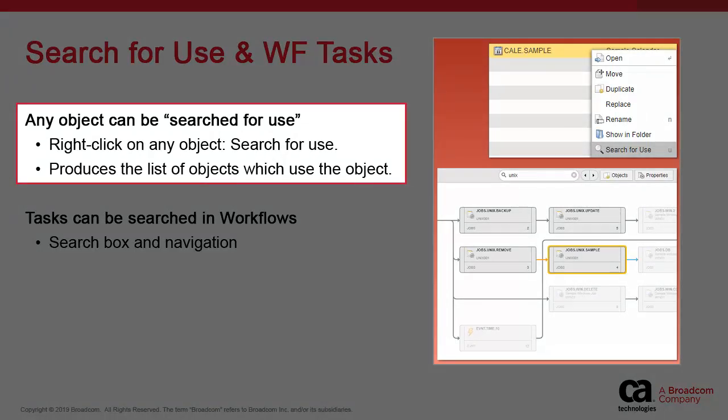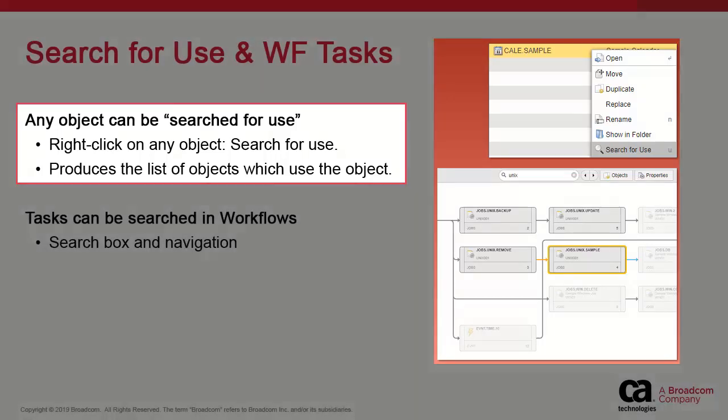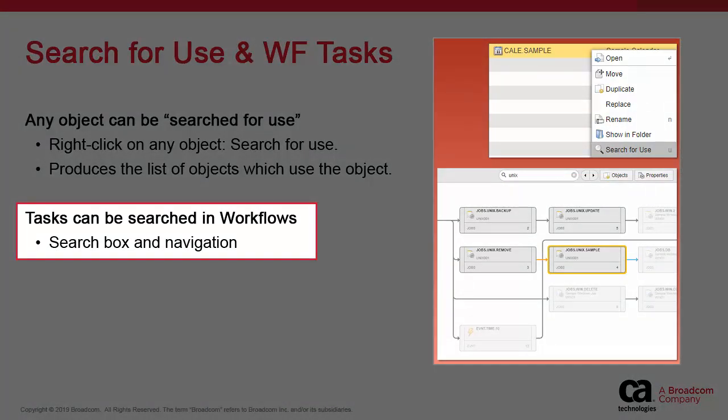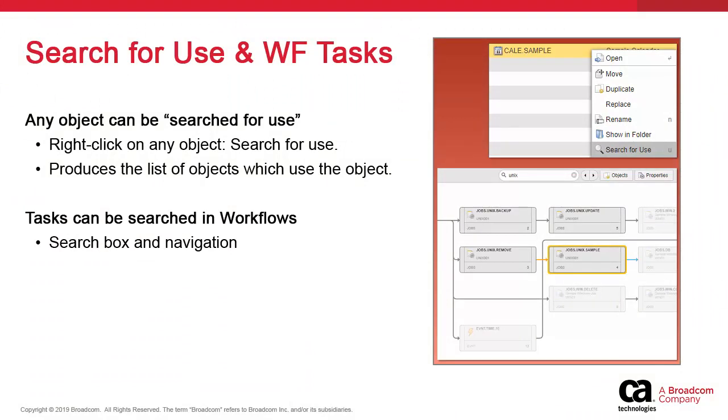Finally, we'll show the search for use function, which we call in by selecting an object, say a job. This will show all the other objects like workflows and schedules where this particular job is used. For workflows that contain many objects, we're able to search for a specific object in the workflow.